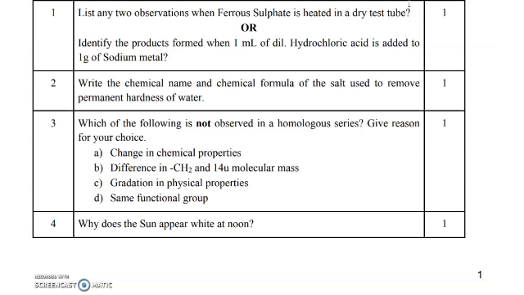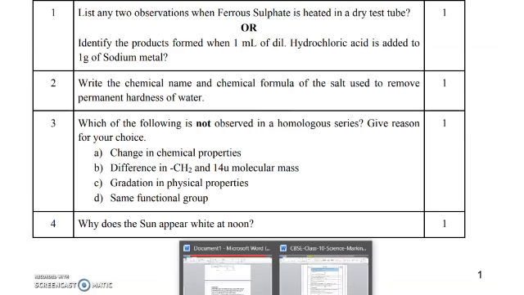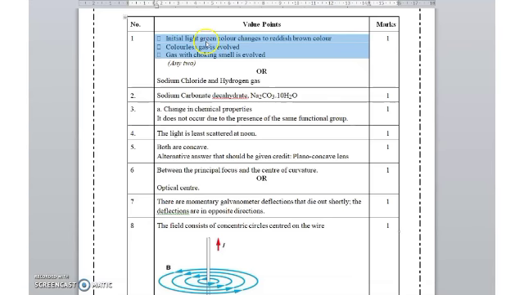If you write one observation, you will get half mark only. If you write three observations, you will get 1 mark only. So write two observations. What will be the observations if we heat ferrous sulfate? The answer will be: we know ferrous sulfate has a light green color, and if we heat ferrous sulfate, the color changes from green to reddish brown, a colorless gas will evolve, and there will be a choking smell of the gas. You have to write any two from these three. You can write any two.